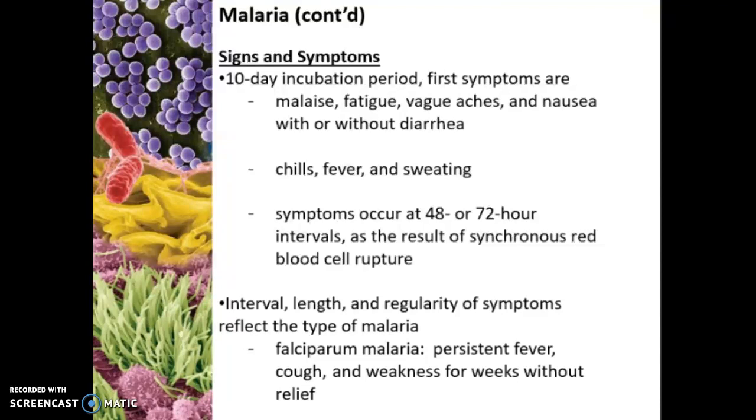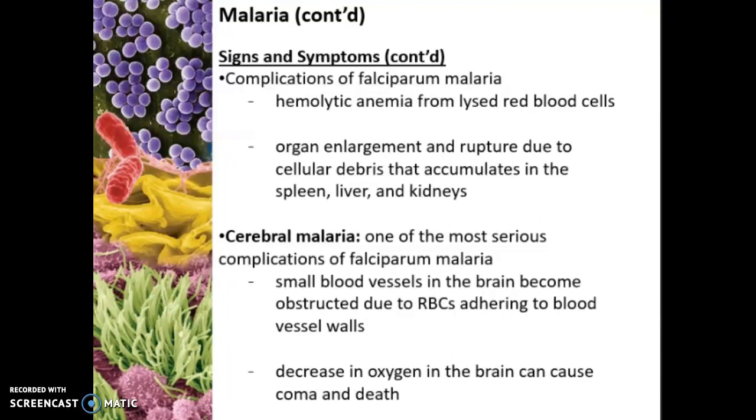So the interval, the length, the regularity of the symptoms reflects the type of malaria. With falciparum malaria, there is a persistent fever. And sometimes there can be a cough and weakness that persists for weeks, so you don't always get that break with that 48 to 72 hour intervals of time. So complications can occur, but they're generally going to be from the Plasmodium falciparum, and that is due to hemolytic anemia.